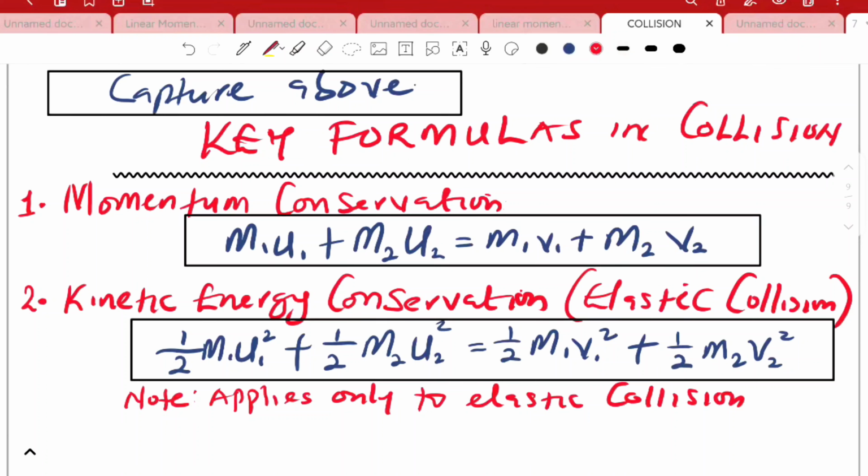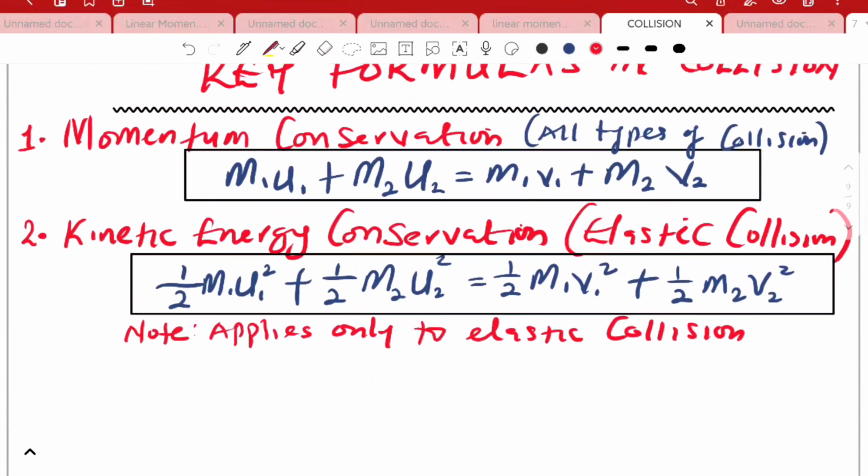Okay, this applies only to elastic collision, and momentum conservation applies to all types of collision. Okay, so momentum conservation is a general equation for collision.